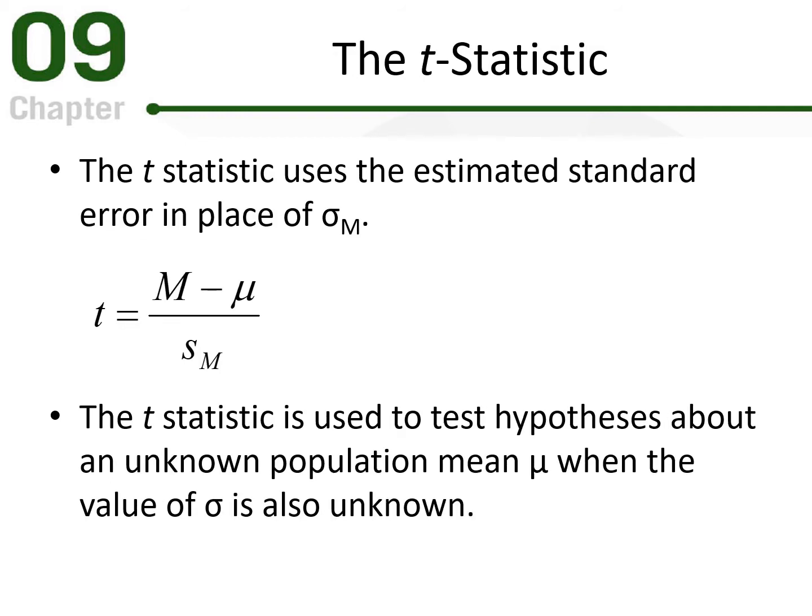So here's what T looks like. T is equal to the mean of the sample, which is M, minus the mean of the population, which is mu, divided by S sub m, which is the estimated standard error of the mean. So it looks exactly like the z-test. The only difference here is the denominator, where instead of sigma, I'm using S. That's the only difference. It's the same formula, with one number changed.